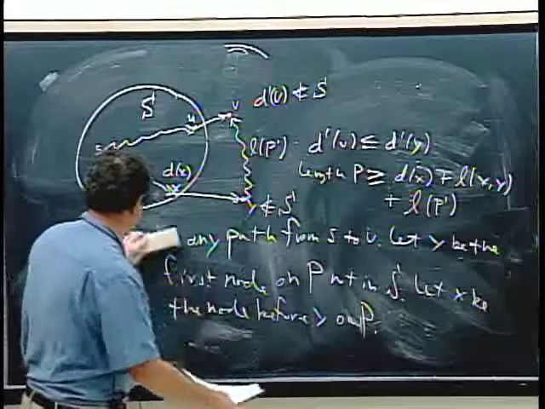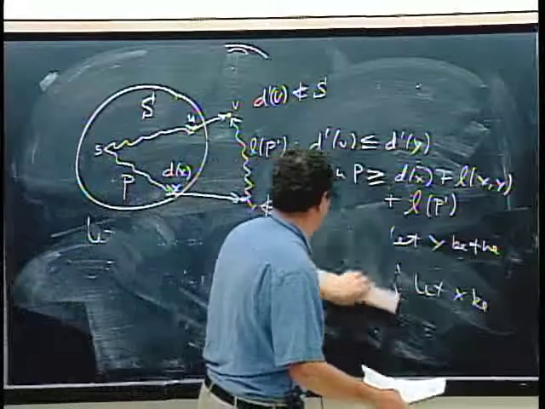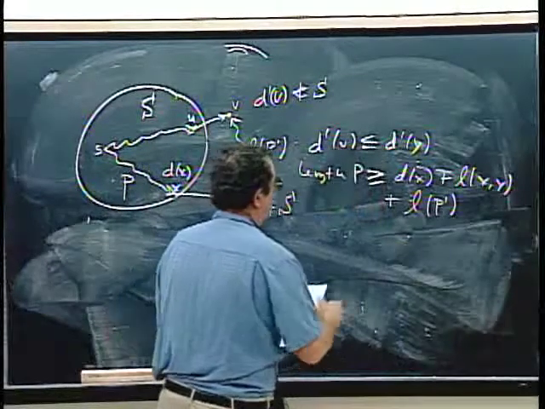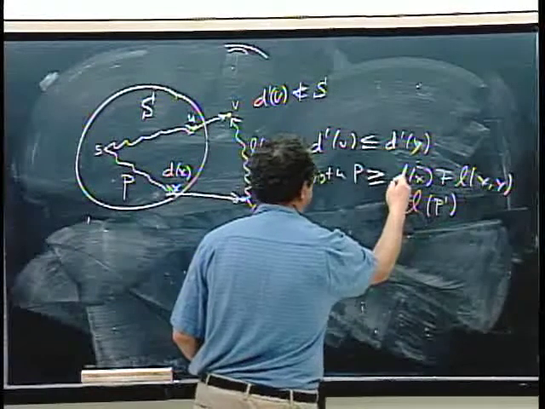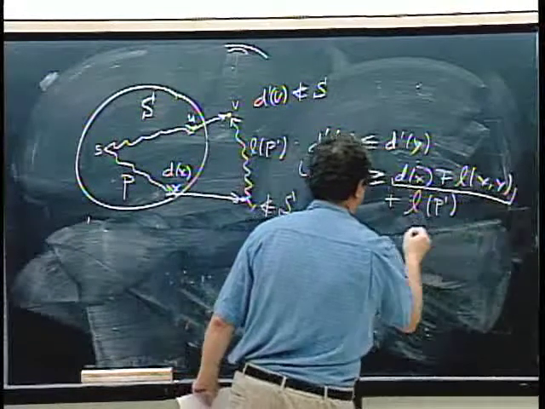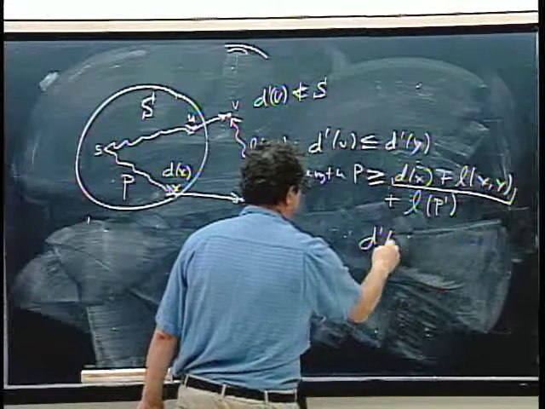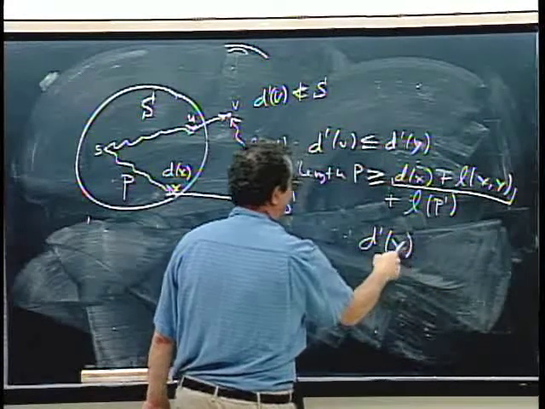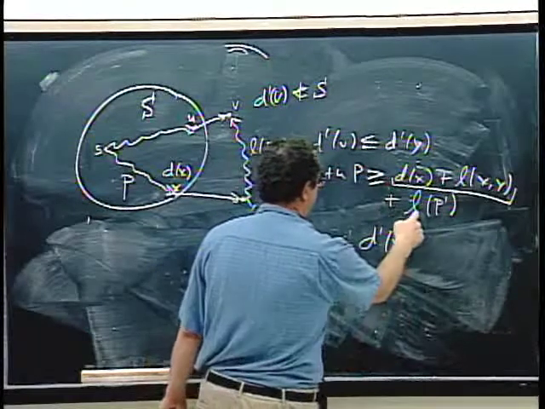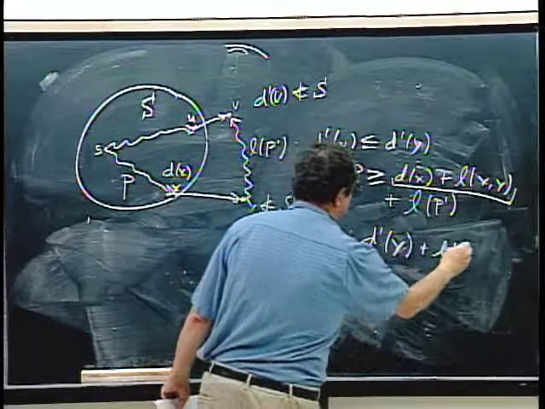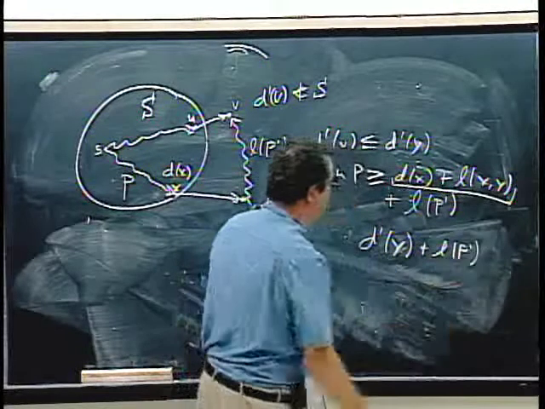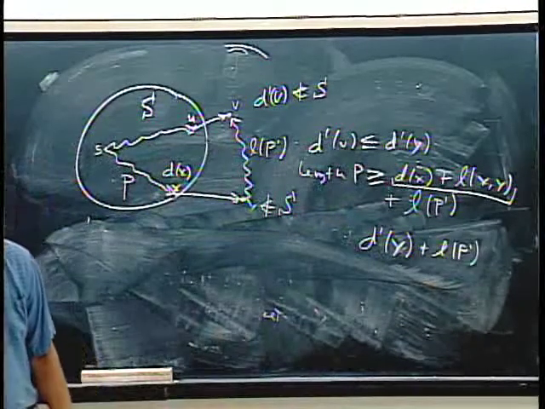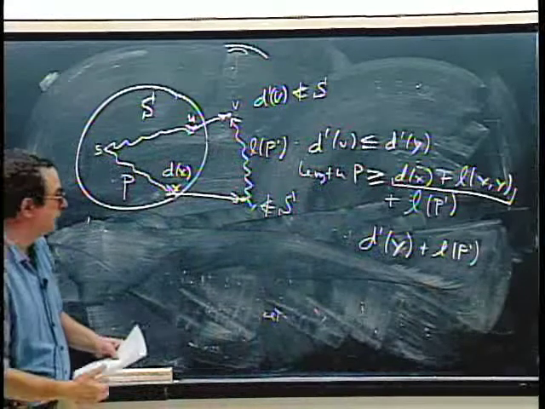Okay, so let P be as defined before. Hopefully everybody remembers what P is. So what do we have here? This, dx plus Lxy, that's d prime of y. Okay, that's defined as d prime of y. And what is LP prime? What do we know about LP prime? Well, the only thing we know about it is that it's greater than or equal to 0.